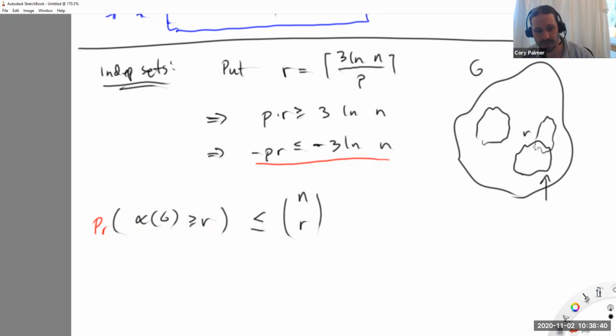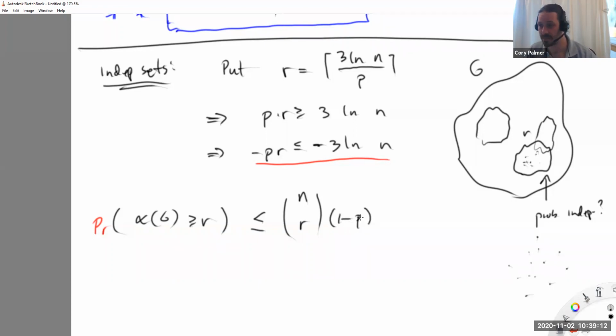What's the probability that a set of R vertices is independent? Right, the probability there's no edge among those vertices. That's what it means to be independent. Anybody? That'd be like 1 minus p to the R choose 2. Good, very good, Ethan.